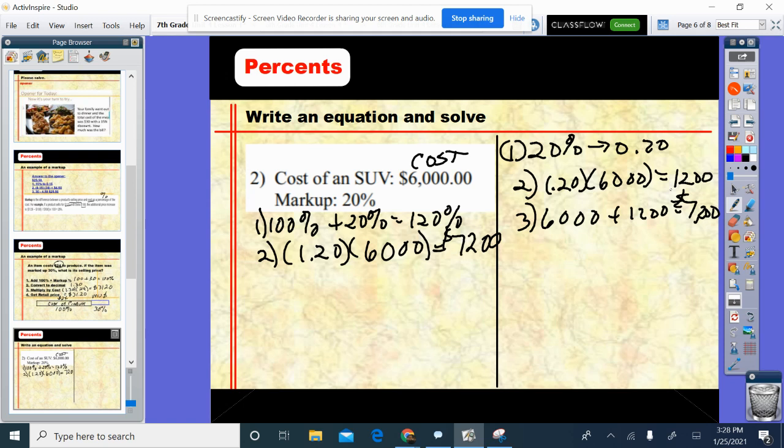$7,200. So both ways are easy to do, but I like this way a little better because it just helps you. All you have to remember to do is add 100% to the markup percent, multiply it times the cost, and then you have your retail price.